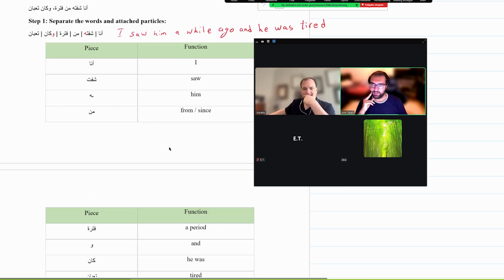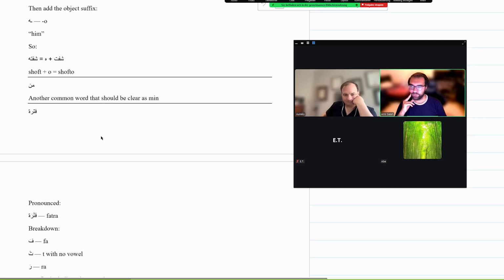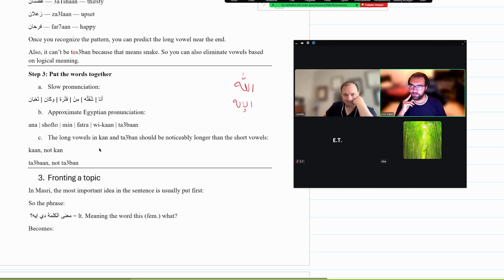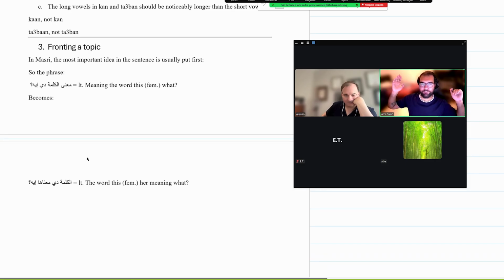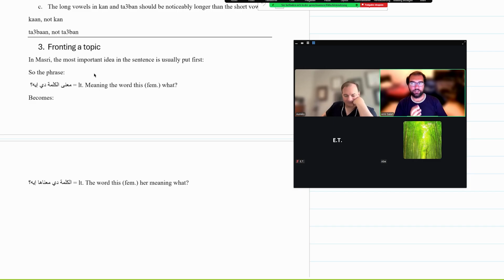Okay, so the final two things we're going to do are fronting a topic. This is actually quite easy. In Masri specifically, most important ideas are at the beginning of a sentence. So a phrase like معنى الكلمة دي إيه? What does this word mean? That's the very correct way of saying it, and the way MSA, for example, also would express this idea.